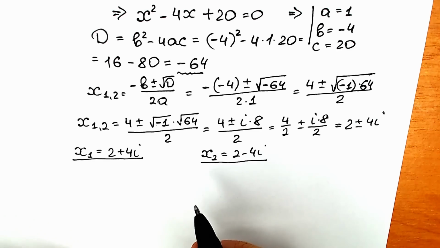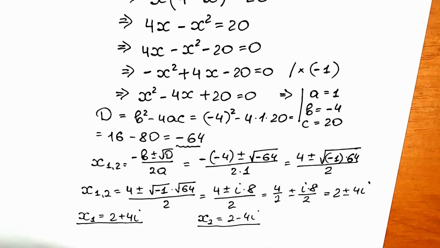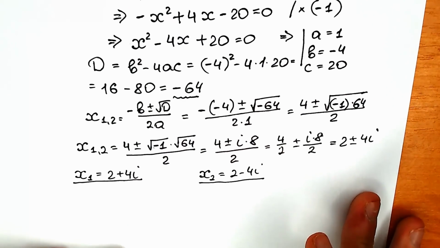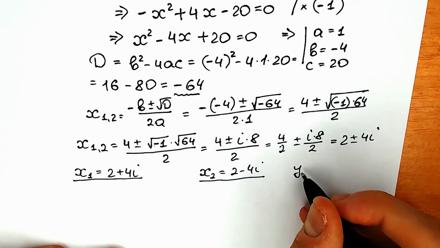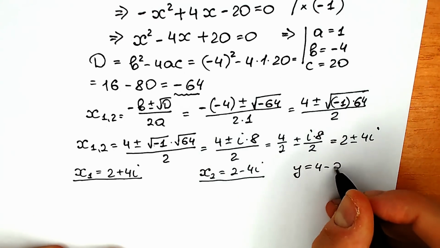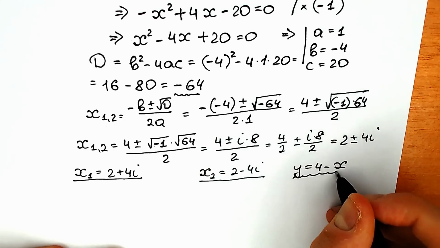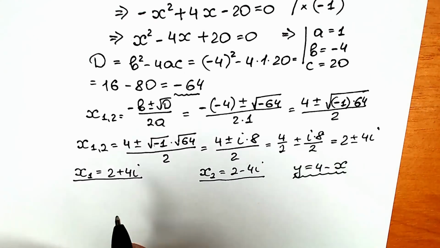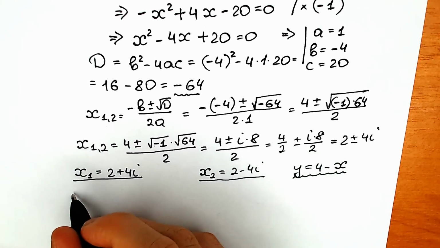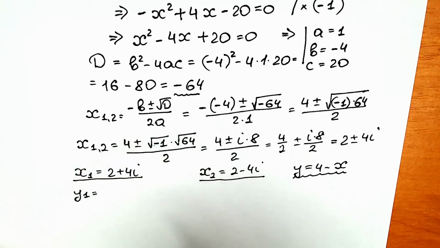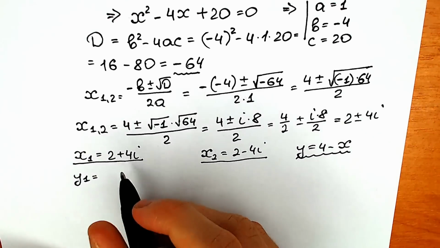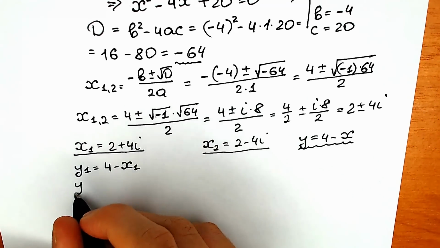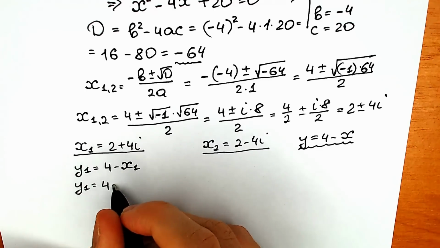And right now, don't forget about our substitution in the beginning. We had in the beginning that our y is equal to 4 minus x. So we know both x's right here, x first and second. So right now let's find our y first and y second. From here, y first is equal to 4 minus x first. Let's plug in.